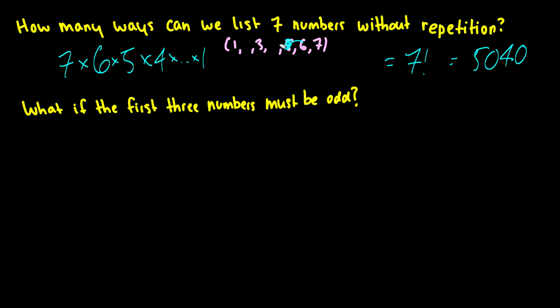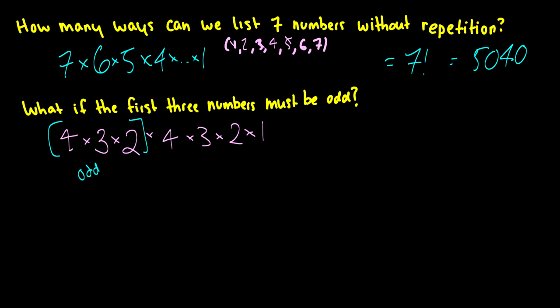Now what if the first 3 numbers have to be odd? Well, let's fill these numbers back in. How many numbers in this set are odd? Well, there's 4 odd numbers to start with. And then, well, we only have 3 odd numbers left. And then we have 2 odd numbers left. And at this point, we have knocked out 3 numbers. So for the fourth position, there's going to be 4 numbers available, and then 3, and then 2, and then 1. So this set right here is the number of odd numbers we can choose, and then here is the rest.